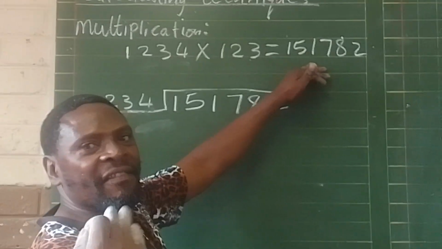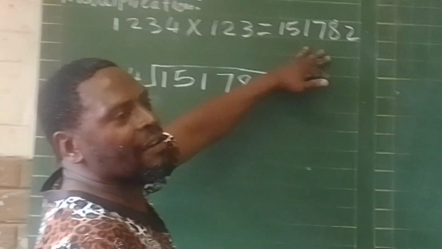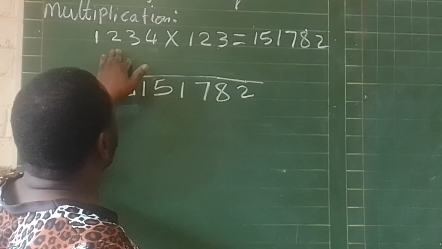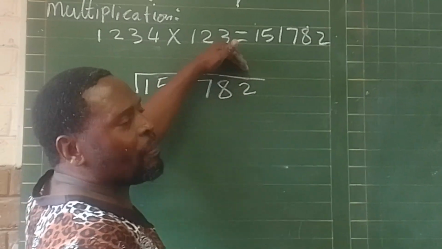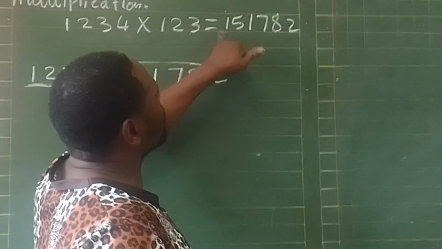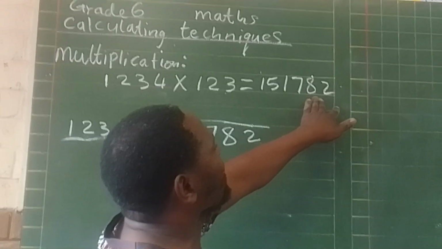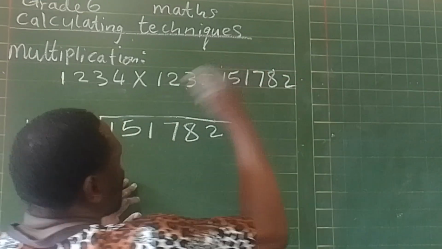There is a video that I have done for you so that you can see how to multiply in column 1234 by 123 to get 151,782. Now we have to go back.